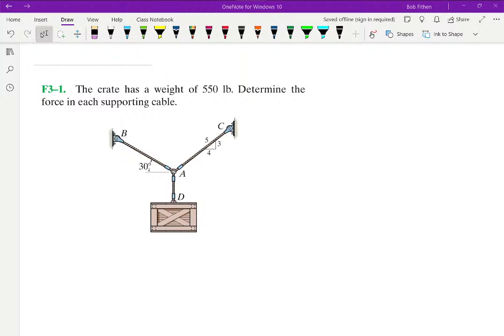So we're going to work this two ways, the standard way and then what I like to call the quick way. Of course, you've got a tension here, which I'm going to call TAC. You're going to have a tension here, which I'll call TAD, and a tension in this direction, which I'll call TAB.